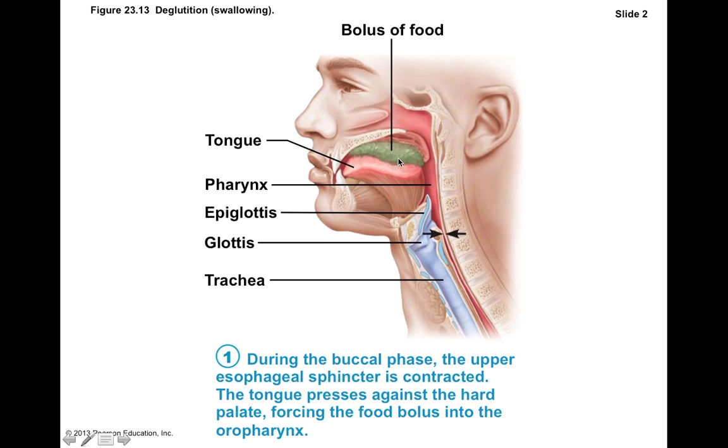I don't know what this is. Maybe some saag paneer or some lettuce. I don't know. But now it's in a bolus, right? Because it's mixed with saliva and mucus, so it's a nice sticky little globule.